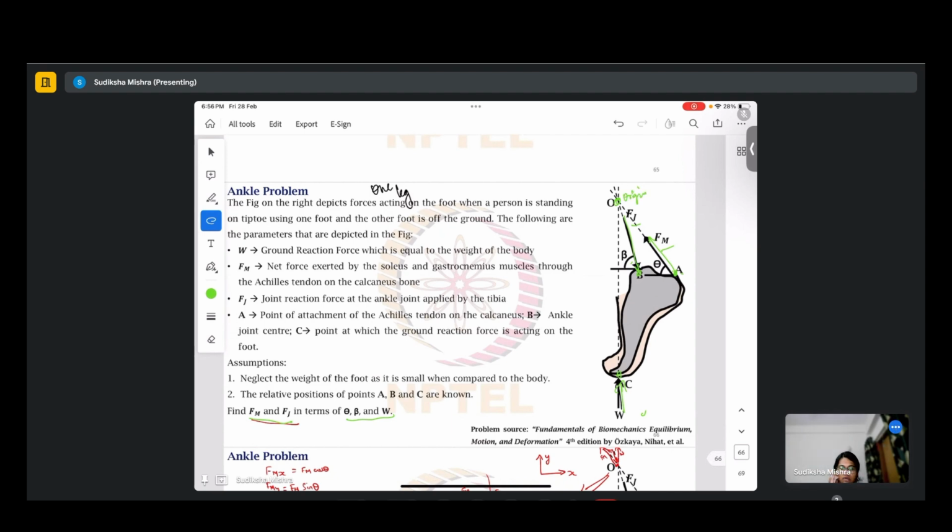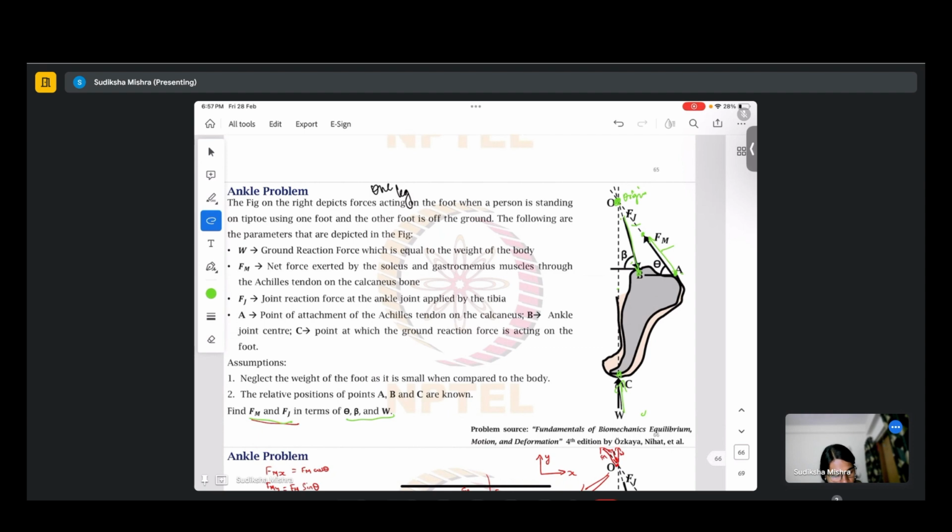Now, in some of the previous classes, we learned about the transmissibility of forces, wherein the forces can be shifted along their line of action. So if Fm were to act here versus if Fm were to act here, or if Fm were to act here, it will have the same magnitude and the same direction. Same goes for Fj. It might act here, here, or here. And C, it might act here, here, and here. The magnitudes will remain the same.